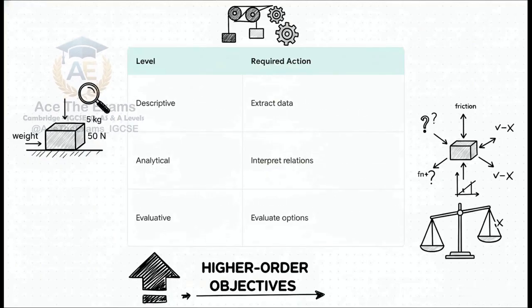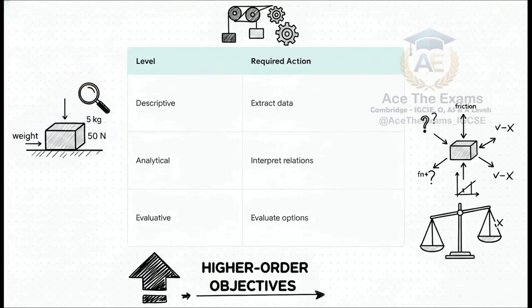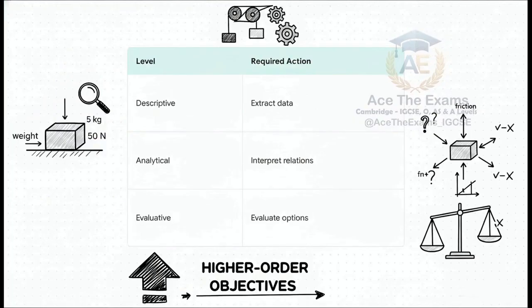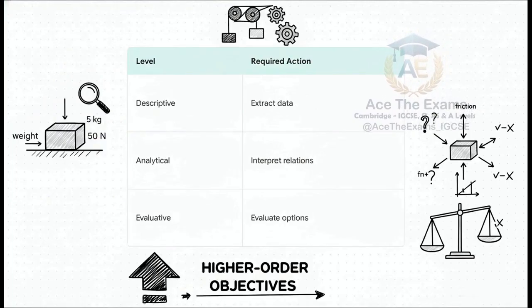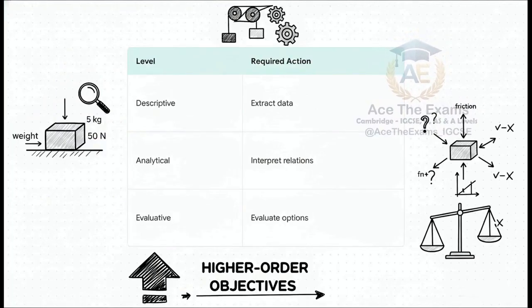So securing these method marks is quite literally the difference between missing your target grade and achieving an A-star. Why? Because marks are awarded for your specific logical process, not just getting the right magical number at the end. Take a look at this table.